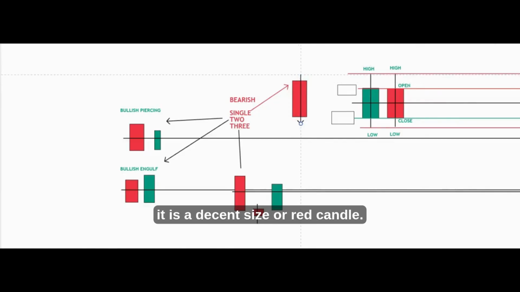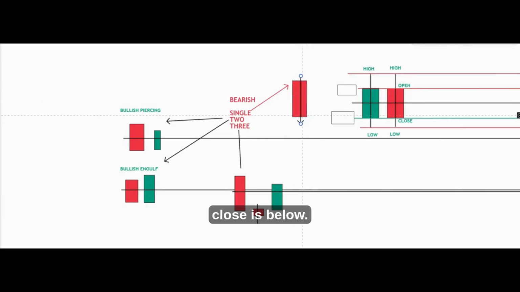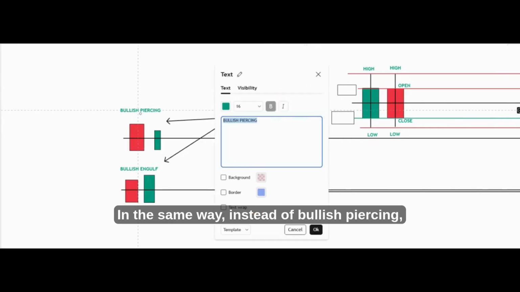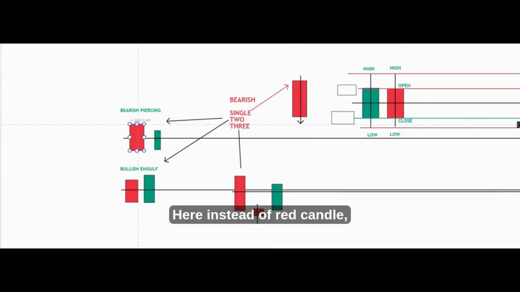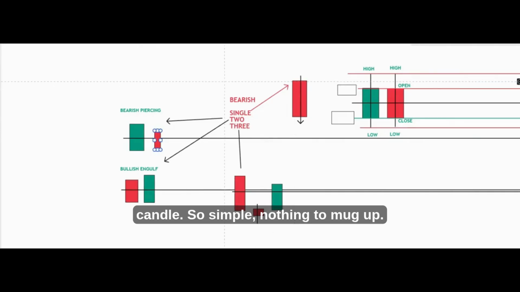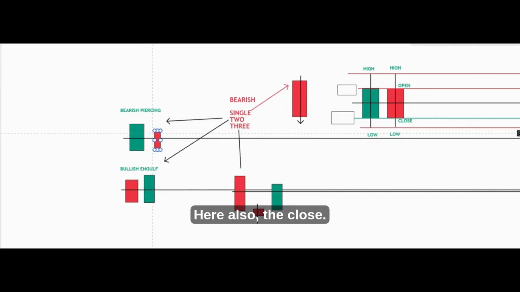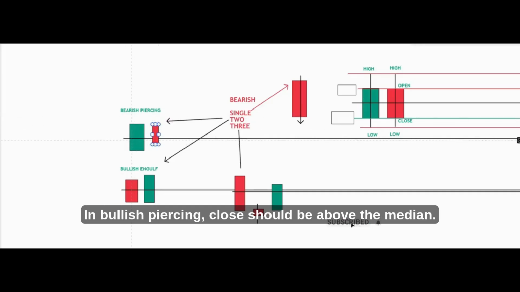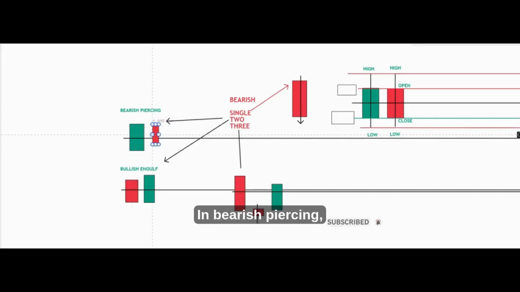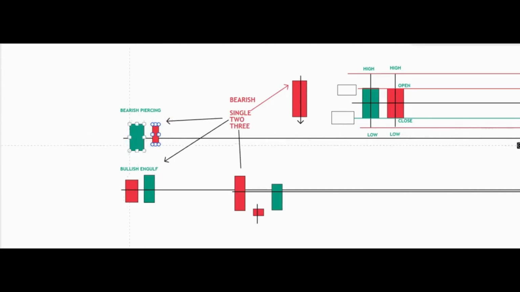Single bullish candle, it's a decent size red candle. Remember, red candle open is above, close is below. In the same way, instead of bullish piercing, we will call it a bearish piercing. Here, instead of a red candle, it should be vice versa: first a green candle, and then a red candle. So simple, nothing to mug up. Here also, the candle will be up and the close should be below the median. In bullish piercing, close should be above the median. In bearish piercing, close should be below the median.